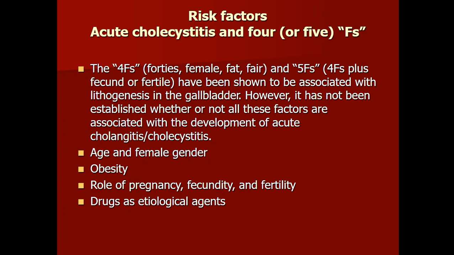Let's stop on the risk factors of acute cholecystitis. There is a rule which is called the rule of 4 Fs or 5 Fs, and they have been shown to be associated with lithogenesis in the gallbladder. However, it has not been established whether or not all these factors are associated with the development of acute cholangitis and cholecystitis. So, these Fs are age and female gender.